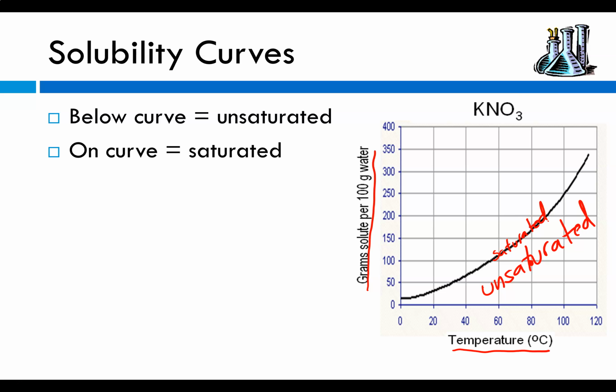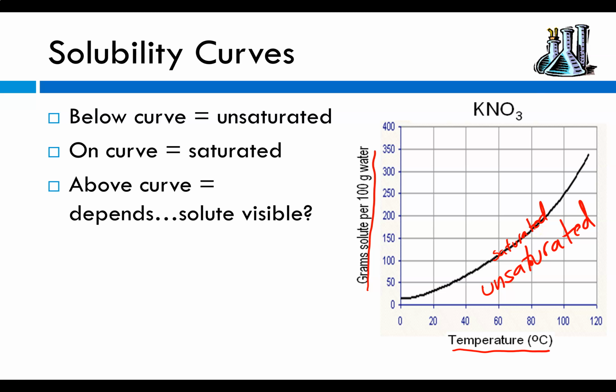There's only one mass of solute per temperature that corresponds to being saturated. Just like in our classroom example, only one number, 36 students because of 36 seats, is going to correspond to the classroom being saturated. So if I'm at 80 degrees Celsius, if I wanted to saturate the solution, it looks like I'd probably be at about 160 or so grams of potassium nitrate.